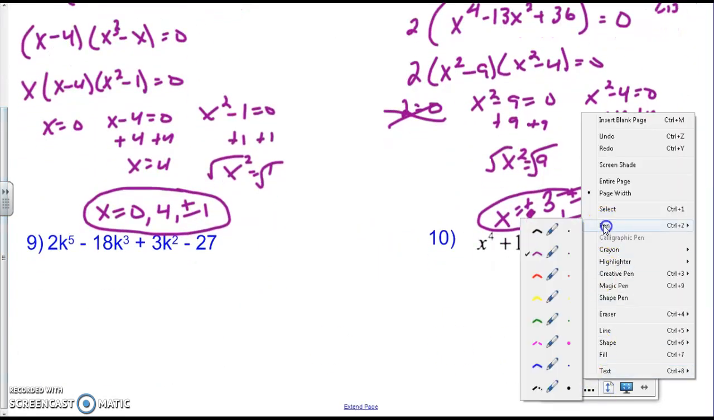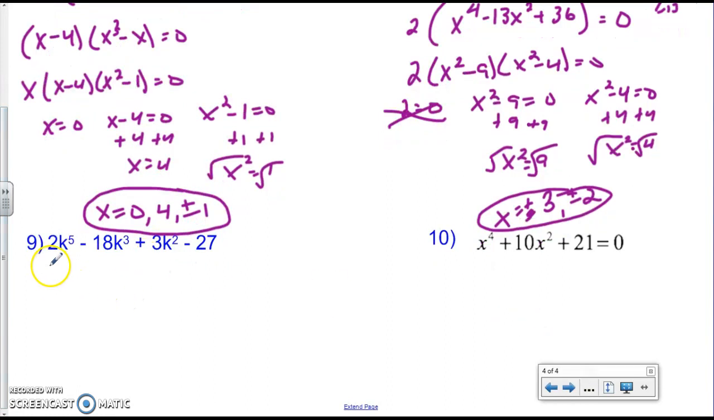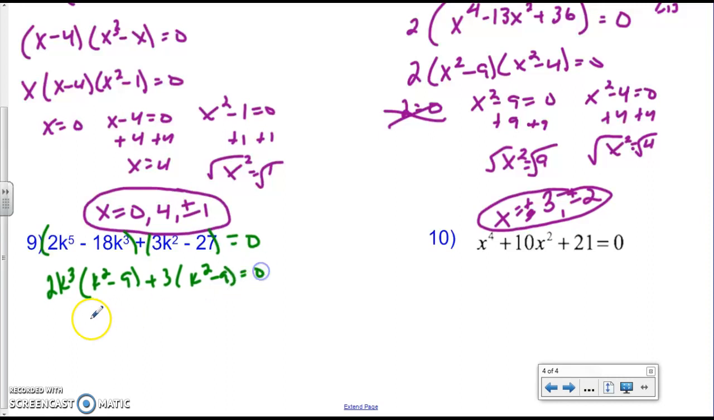Okay, let's do our GCF for the next one. It should be an equal 0 there. Actually, we're not going to do a GCF here. It should be an equal 0. There are 4 terms. Make 2 groups. Take out the 2k to the 3rd. And the 3. I wrote this backwards compared to what I normally do. Just go with it. Same thing.